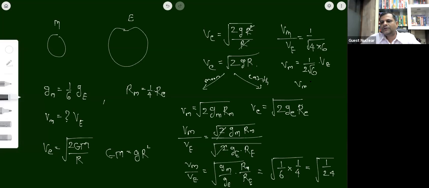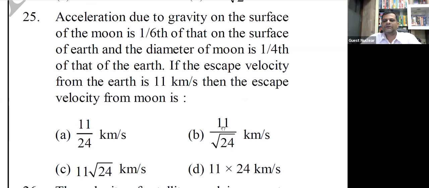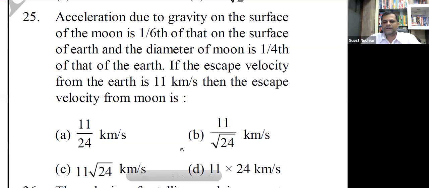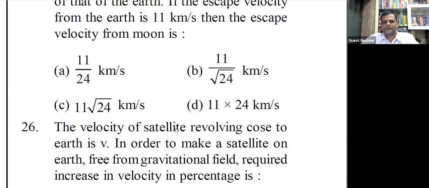So finally we are going to get this vm as 11/(2√6) as a final thing. That is going to be the correct answer. Let us check. Or yes, just 11/√24. It's okay. This is also going to be the correct option. So B will be the correct option. Remember correctly.